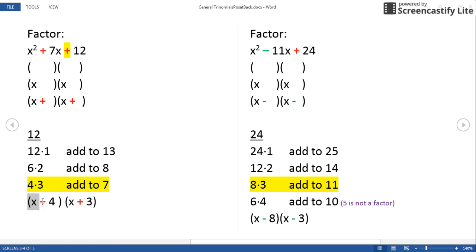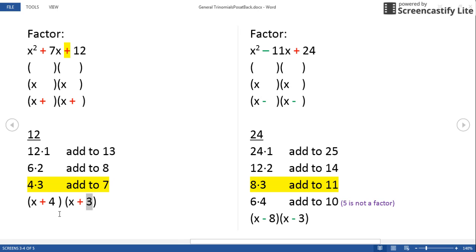So our factored form then is x plus 4 times x plus 3. I can quickly check to see if I've got it right. I don't have to do all of the foiling to make sure. I know x times x, the first ones, made x squared. That's why we chose them. I know 4 times 3, the last ones, make 12. That's why we chose all of these things.